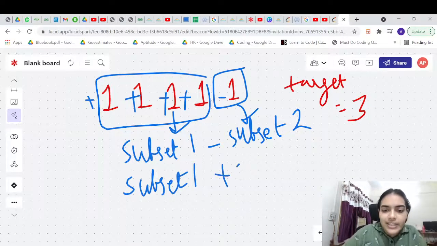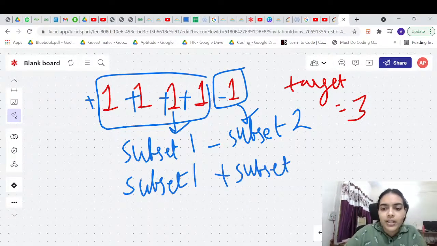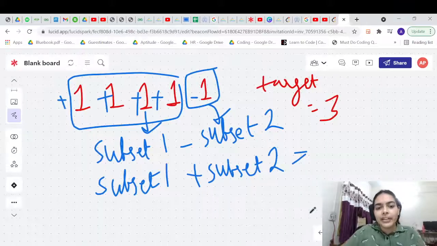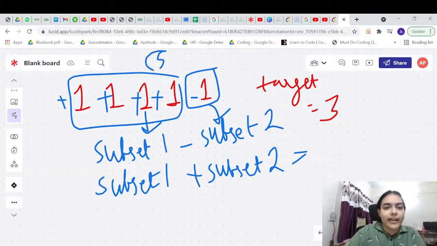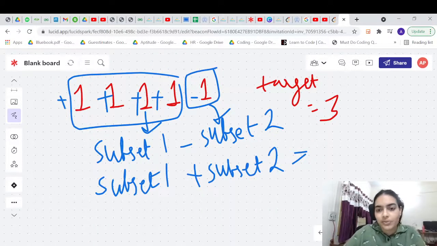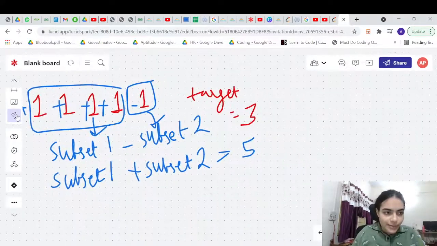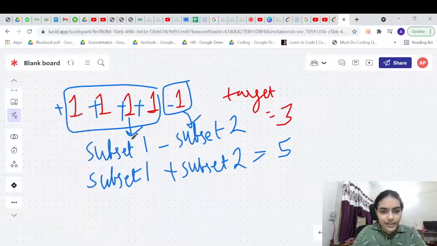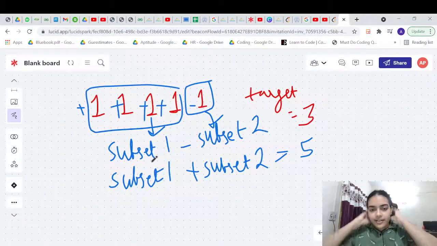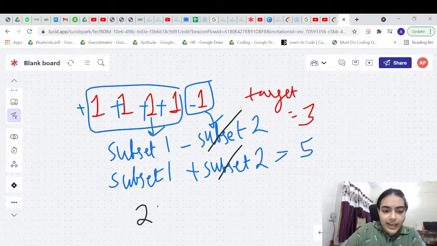Subset 1 plus subset 2. What will that be? That will be the total sum of the array. In this case, it's 5: 1 plus 1 plus 1 plus 1 plus 1. So when I have these two equations, let me try to solve them, because when I solve these two equations, I get something interesting.